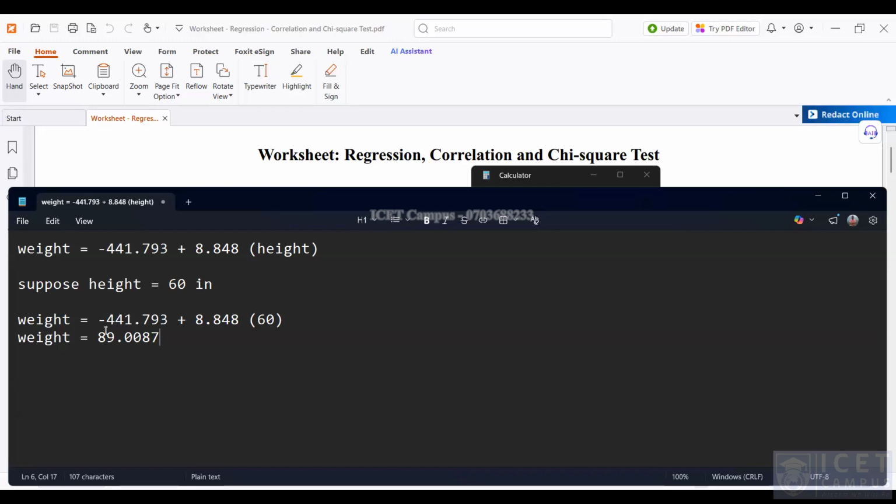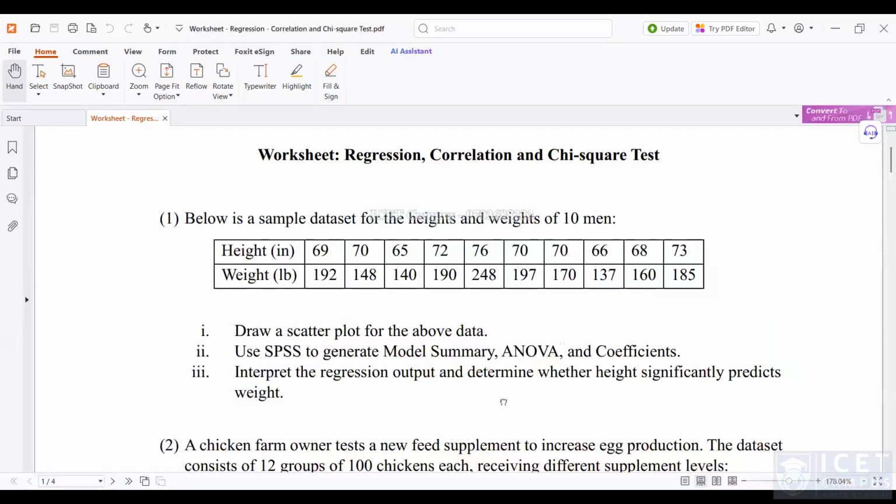So that's why we are using these models, because if you know the independent variable, we can calculate the dependent variable by substituting the values, right? So therefore, for prediction purposes, we can use these regression equations, right? So that is for the first one.